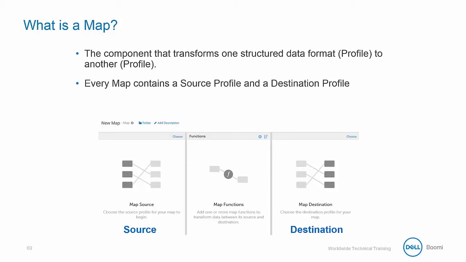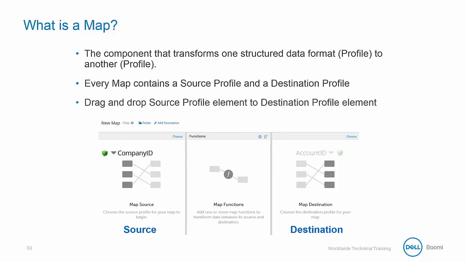So to map the elements, you simply drag and drop each source profile element to one or more destination profile elements. So as you can see on the screen right now, the company ID is now mapped to the account ID, moving from the source profile over to the right in the destination profile, and we can tell that those two are connected based off of that gray bar.